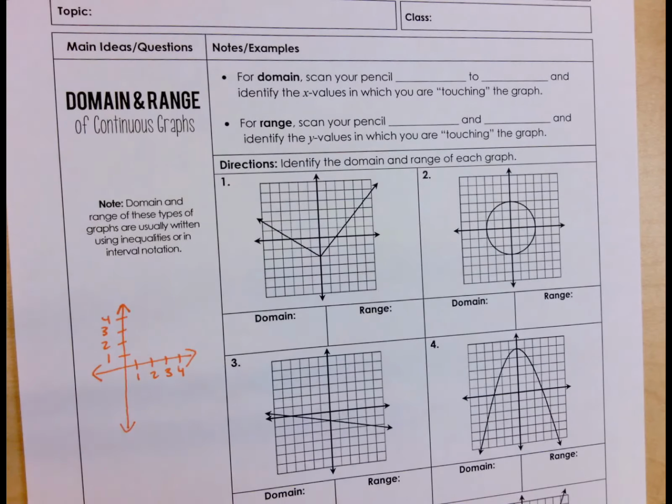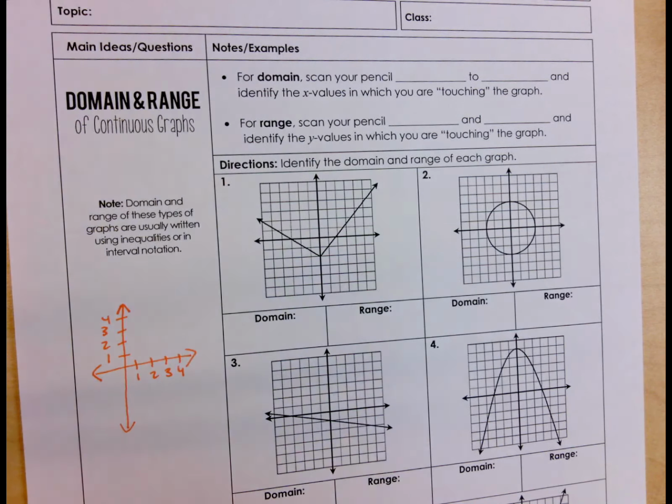Okay, so in the last video we talked about domain and range, talking about discrete graphs and how when you have a set of ordered pairs and they are not related in such a way, like a measurement, then we don't connect those dots, and so it's easy to find the domain and the range because it's just the x values where those points are and the y values. So now we're going to start talking about continuous graphs.